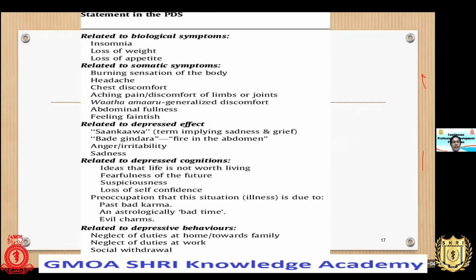And then some people say bad karma. (Sinhala: This happened because of my karma; because of my karma I can't do anything.) Just check with them. They might have features of depression. Right. And then related to depressive behaviors.